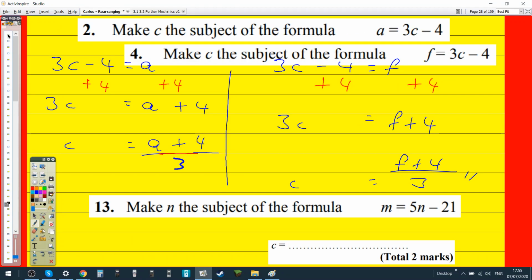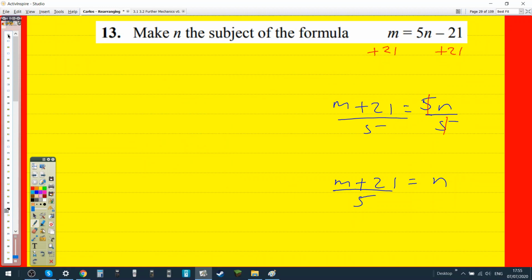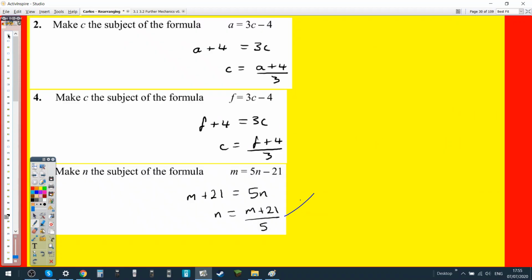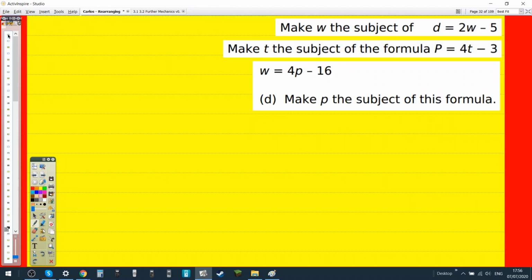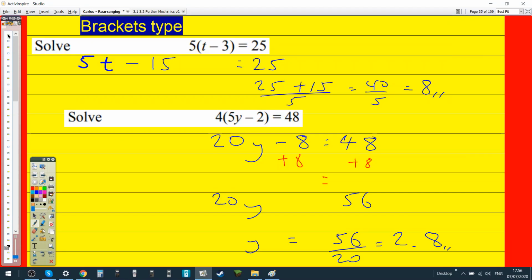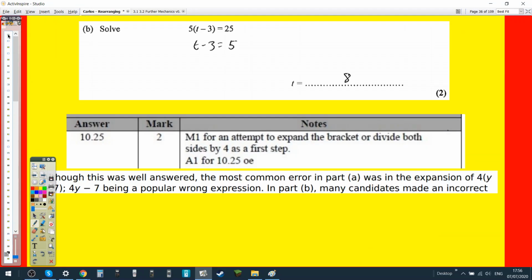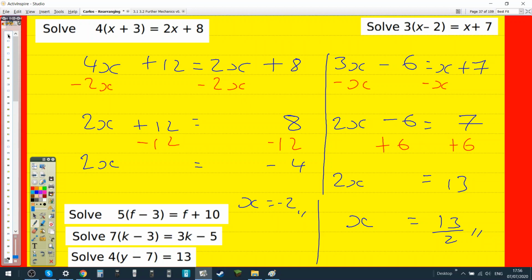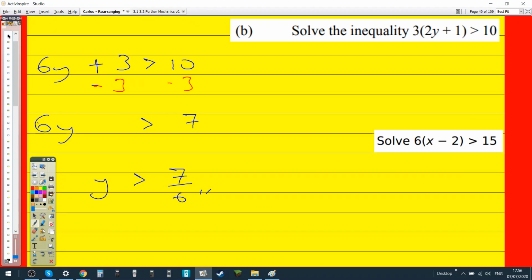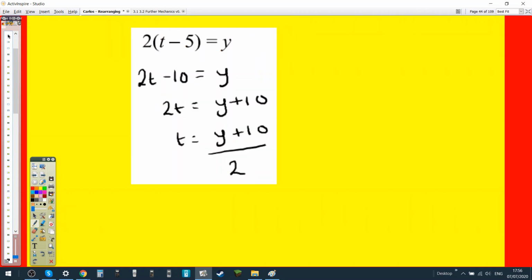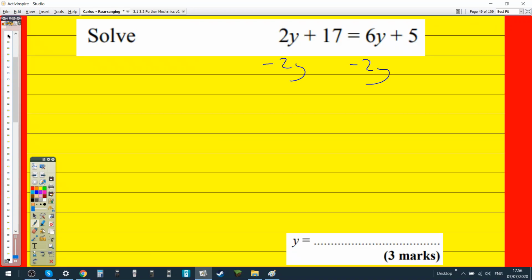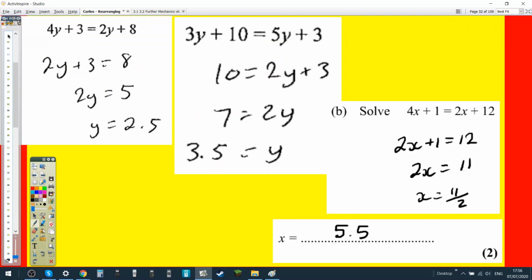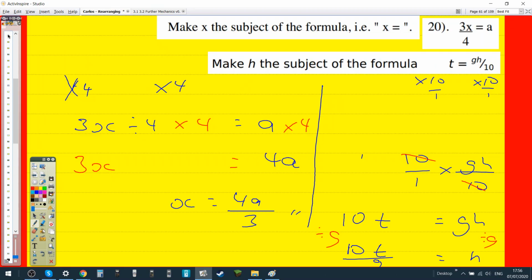How do you solve it if there's an unknown on both sides? If there's an unknown on both sides, then you eliminate the smaller unknown. That's the easiest way to do it. If it's a brackets one, just expand the brackets first and do it the normal way. Inequality, a mixture of the two. That was alright.